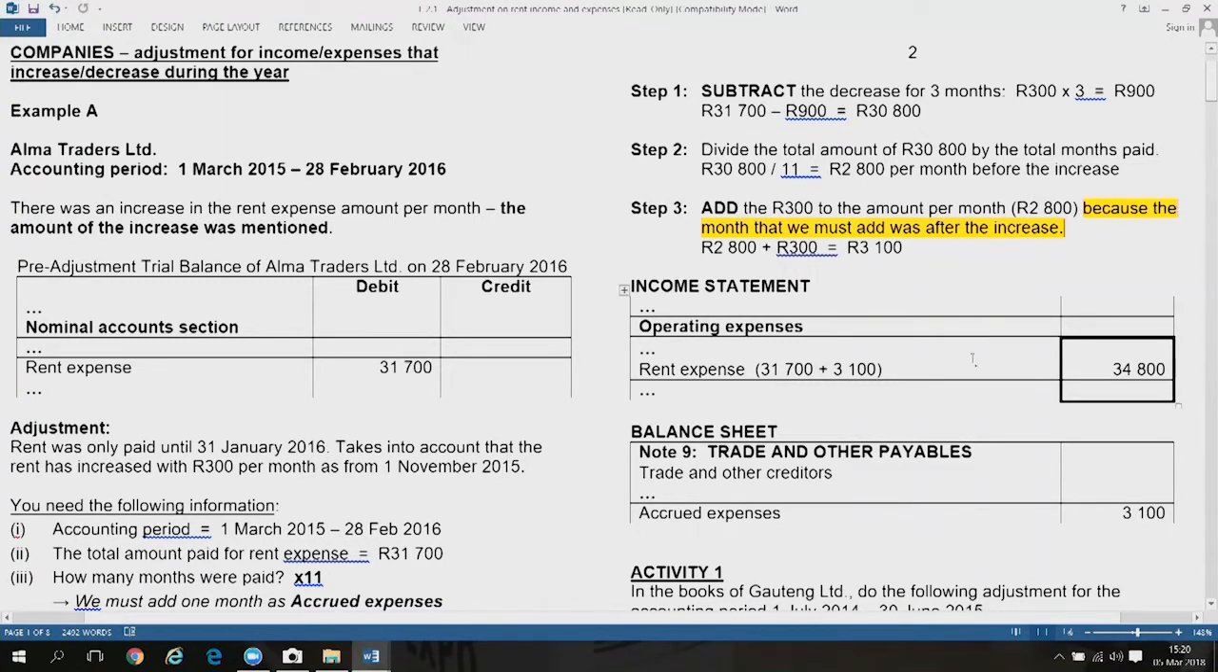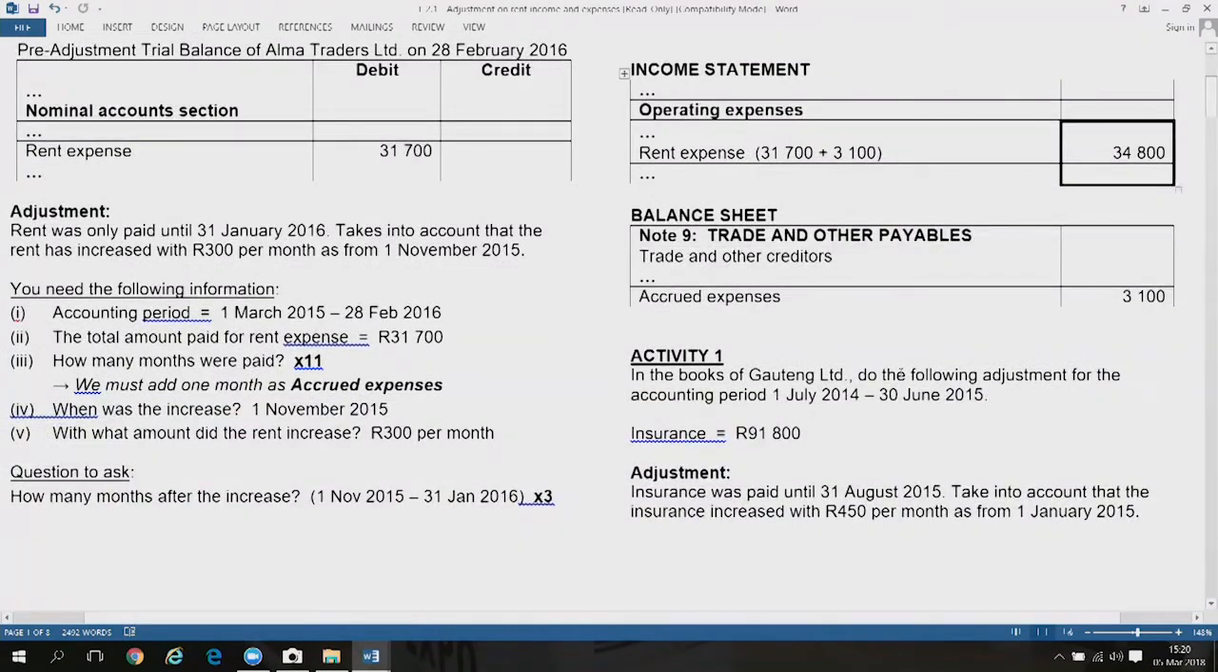So in your income statement, it will be 31,700 plus the 3,100. That is the 1 month. And in your note number 9, it will be accrued expenses, only the 3,100.